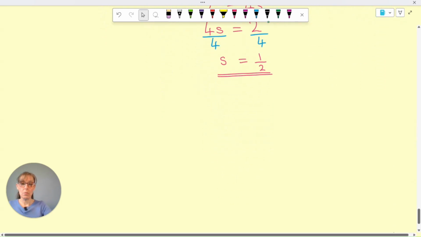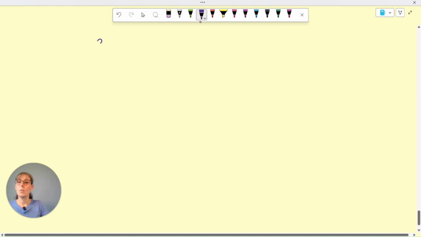Let's do number 3. Okay, well done. Just make sure that's up here somewhere. So we have 12x take away 19 is equal to 125. 12x take away 19 is equal to 125.